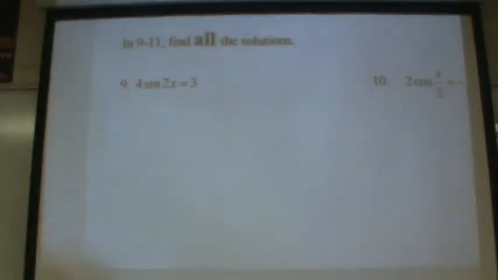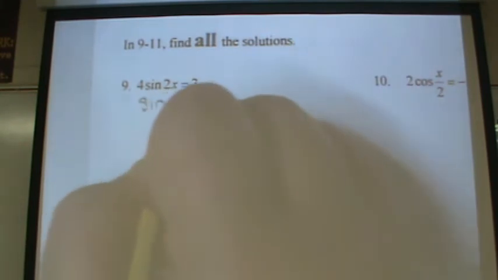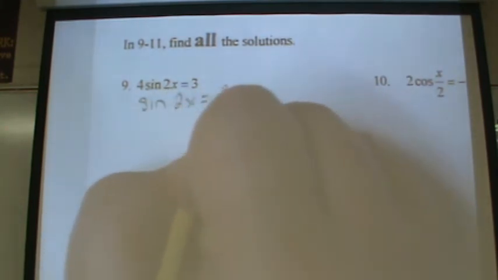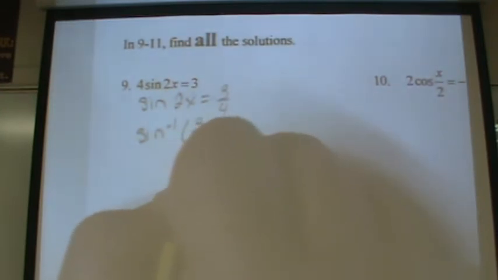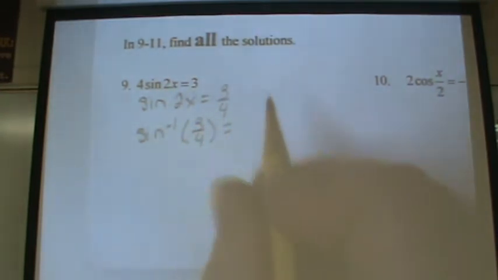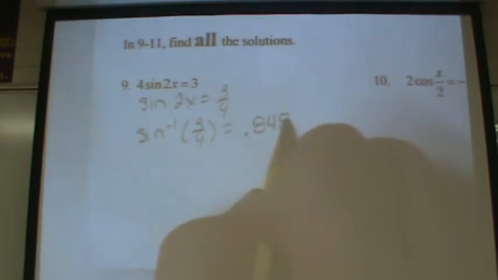For 9 through 11, we again want to find all solutions. So again, we want to isolate our sine. So we have sine 2x equals 3/4 when we divide by 4. So again, we're going to take the inverse sine of that 3/4. That's going to give us 0.8481.